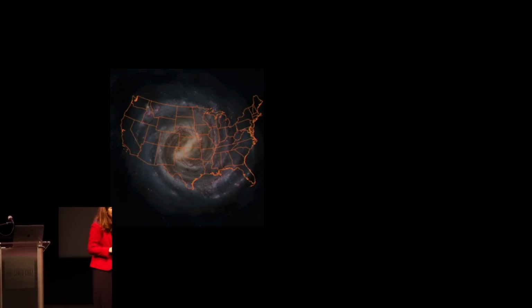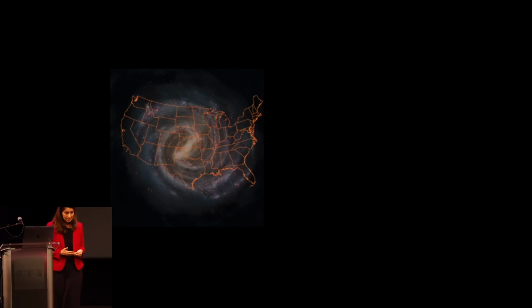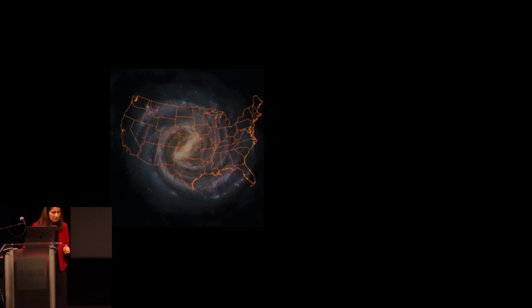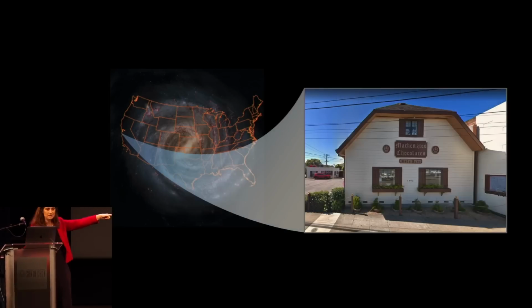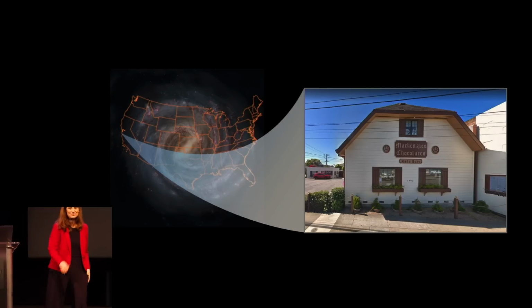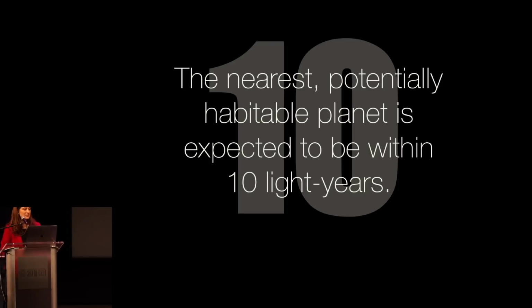which is our galaxy. And we're asking ourselves the question, where is the nearest potentially habitable planet likely to be based on the Kepler discoveries? Out across the continent, where is it? And the answer, it turns out, is like right here at Mackenzie's Chocolates. Yeah, it's very close. If you go in that direction, it's about Whole Foods. Okay, so the nearest potentially habitable planet is expected to be within 10 light years.